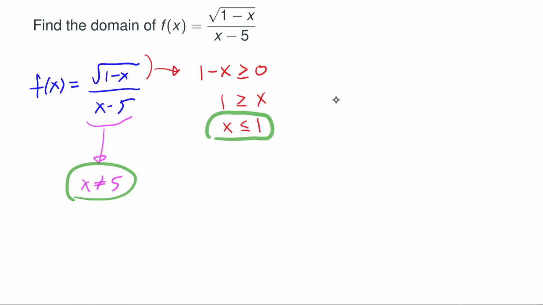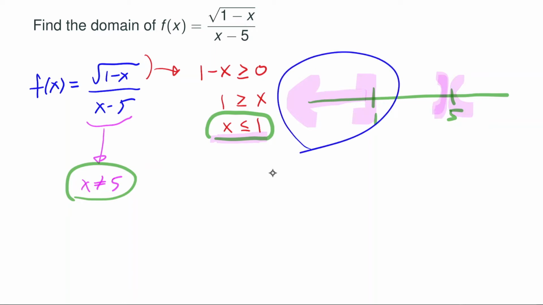So what we do is draw a number line and combine these two restrictions. Here is 1, and here is 5. It has to be less than or equal to 1, which means including 1, and anything less is fine. But it also has to exclude 5, so we open a parenthesis. But since x already has to be less than or equal to 1, 5 is already not included. So for this answer, all we have to worry about is writing this part, which in interval notation is negative infinity to 1, including 1.